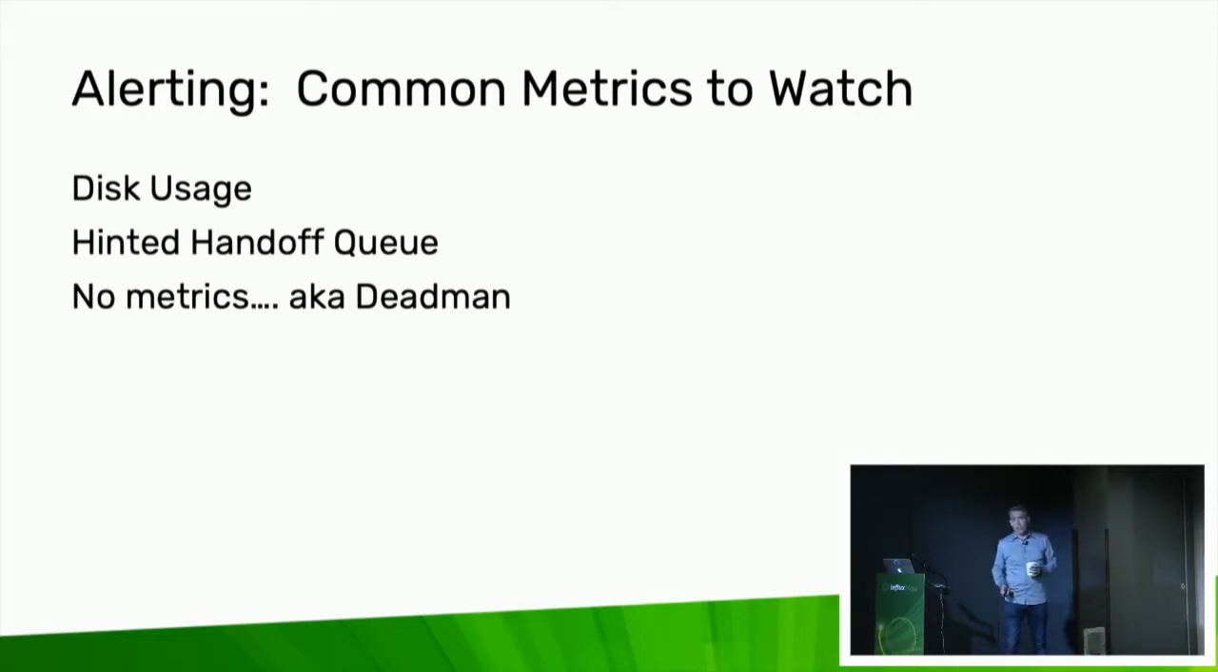Hinted handoff queue is another. For those that are not familiar with Enterprise, hinted handoff queue is essentially the mechanism that's in place to ensure eventual consistency. So what that means is if a node is down for any reason, the other node will queue up the points that need to be sent and written to that target node when it comes back online. And of course, the ever-present dead man: I'm not receiving any metrics, so what should I look at?